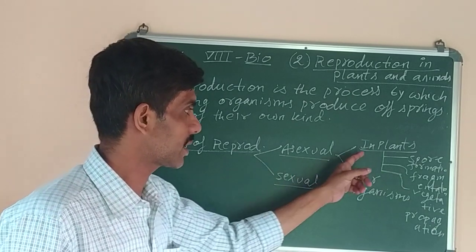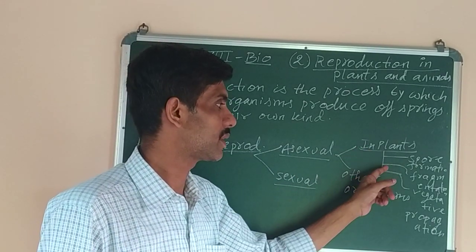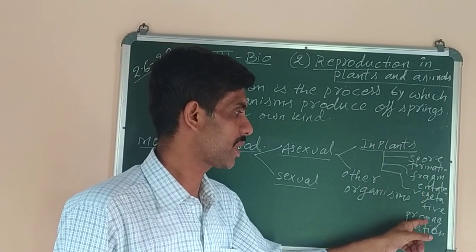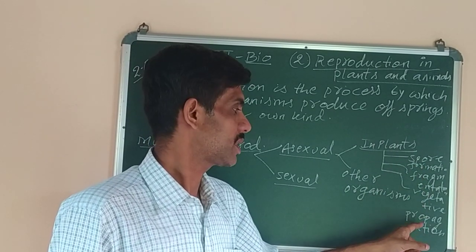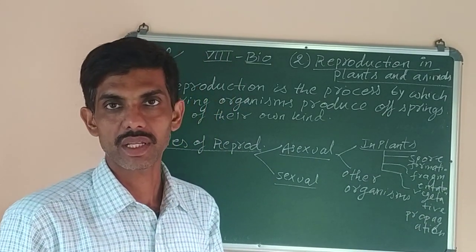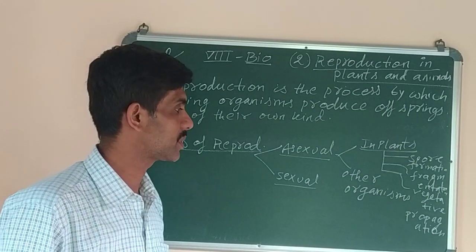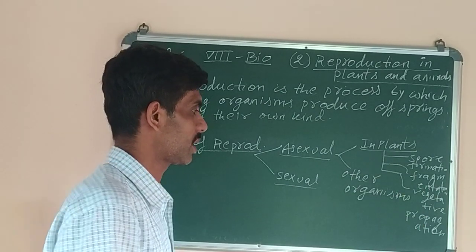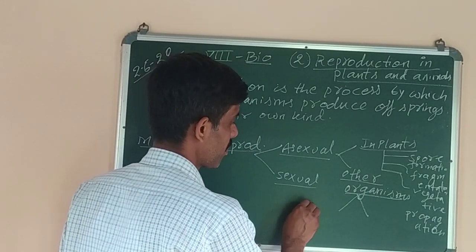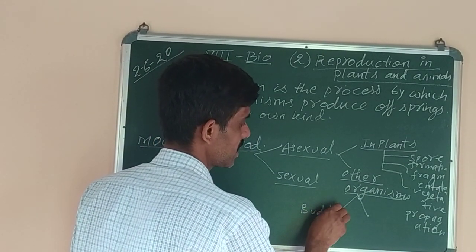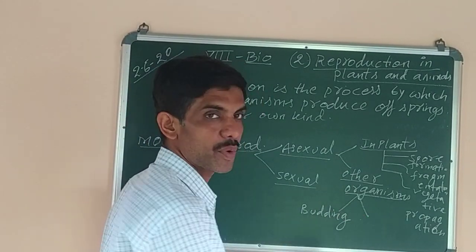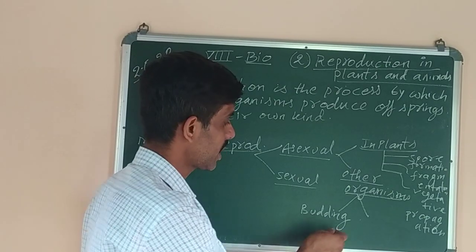Now asexual reproduction in plants is completed by three different methods. What are they? Spore formation, fragmentation and vegetative propagation. What is vegetative propagation? The growth of a new plant from vegetative parts like roots, stems and leaves is called vegetative propagation. In other organisms, it is done by different methods, like budding, as it is found in Hydra.